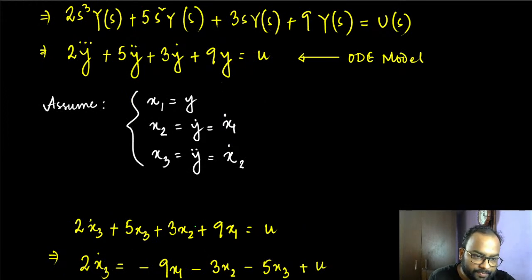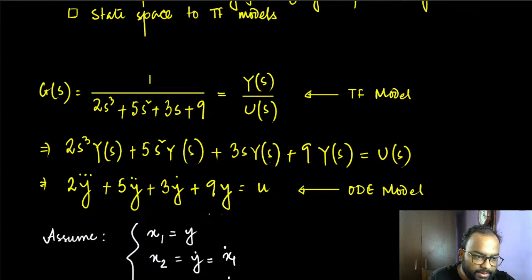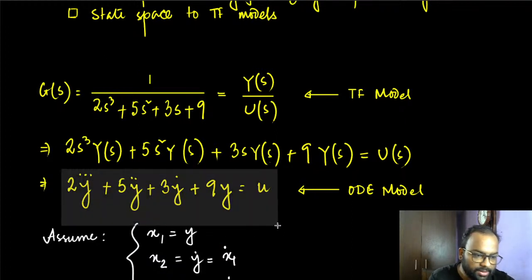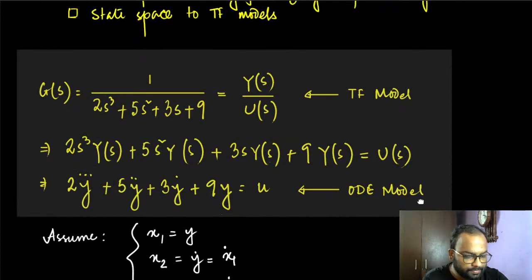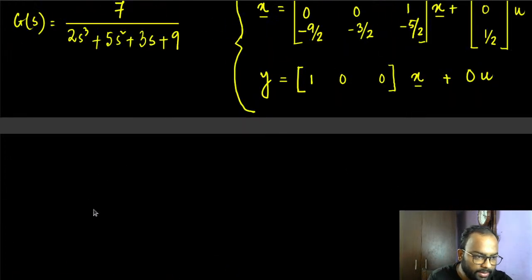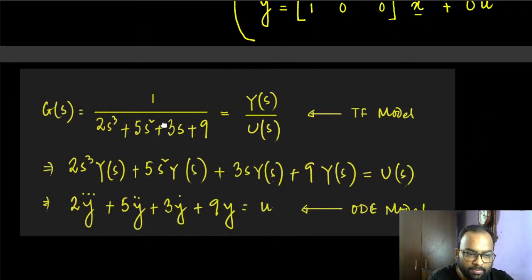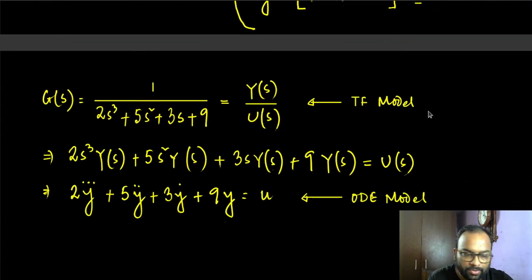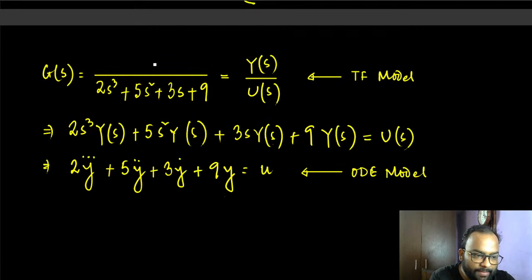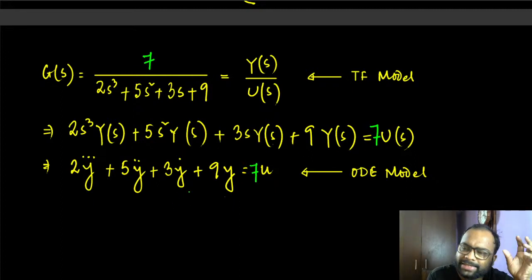So let me bring this differential equation here. Also, let me bring all this back here, because that will be easy for you to see. For this transfer function model or this ODE model, we have this state space representation, not a problem. Now if I have a 7 here, what does it change? What is happening really is the input is becoming 7 times as much.